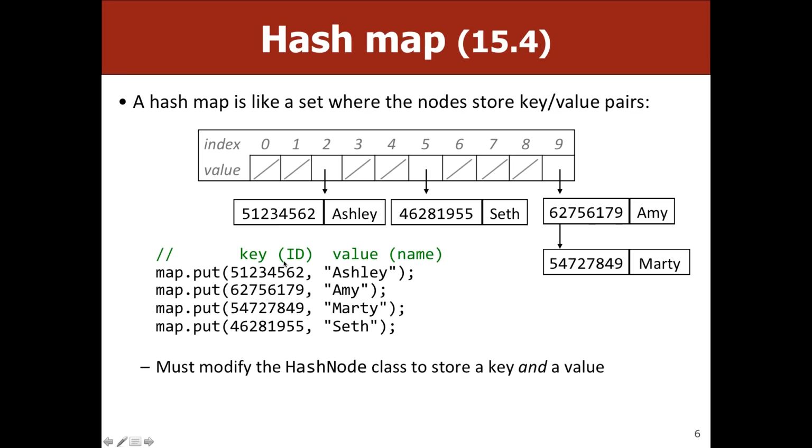And then some of the function names are a little bit different. You still have contains, but now it's contains key. Instead of having add, you would have put, and get, which would return the value. So you'd have to search your hash map for the key and then get the value from that node. But generally pretty similar.